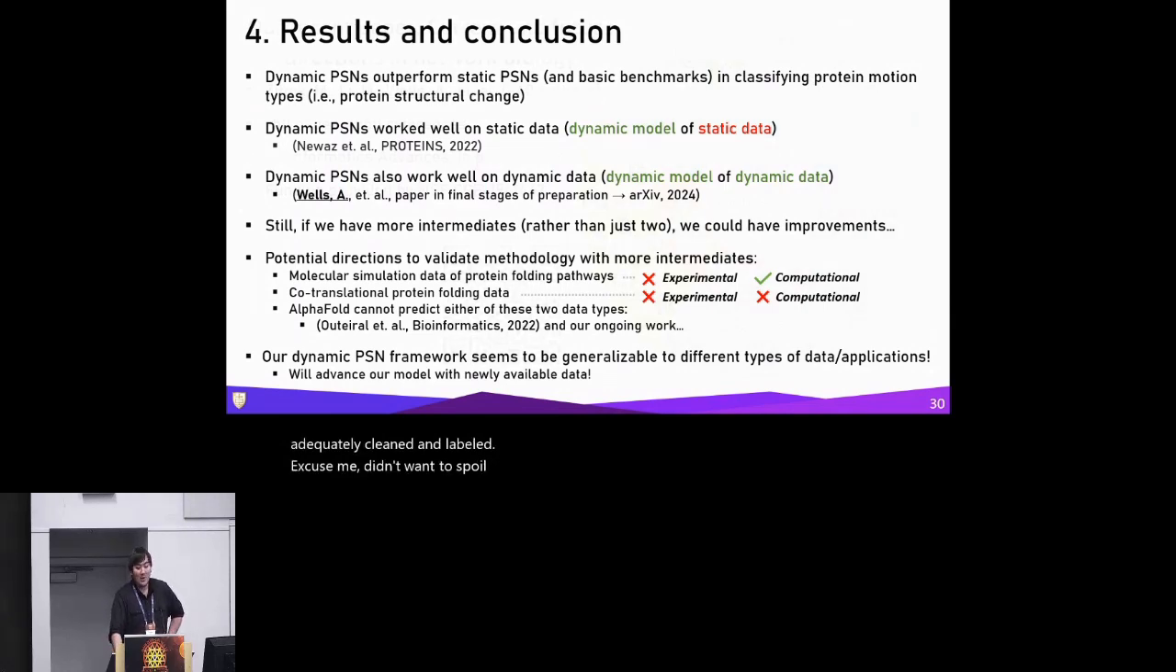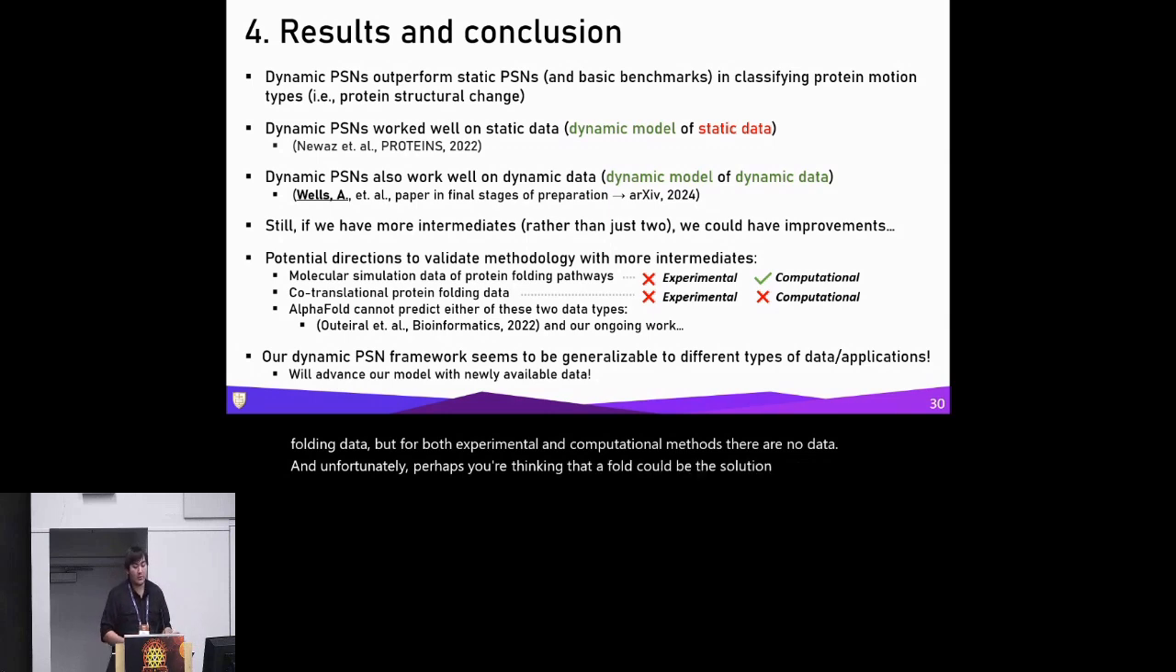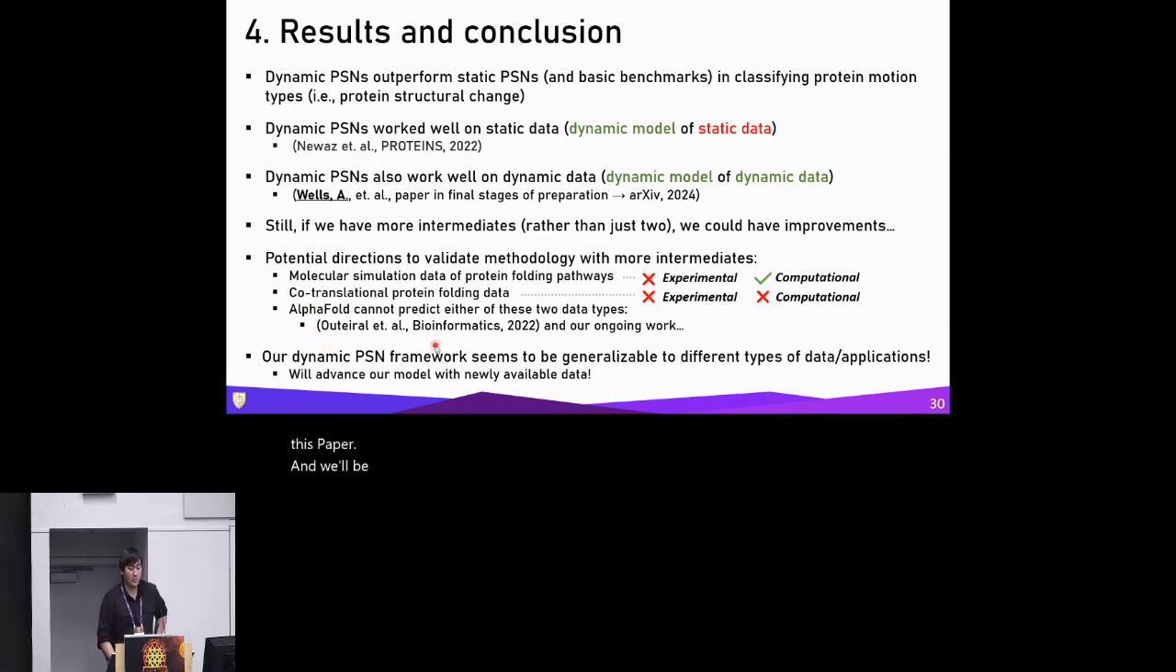We also thought of using co-translational protein folding data, but for both experimental and computational methods, there are no data. And perhaps you're thinking that AlphaFold could be the solution. But unfortunately, AlphaFold is not very good at predicting these two data types, as described in this paper, and we'll be investigating that in our ongoing work as well.